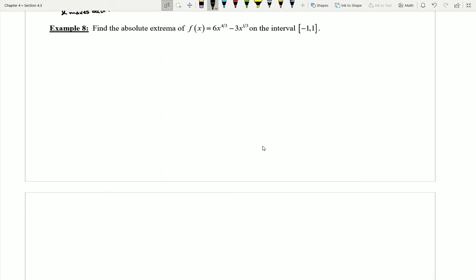Let's try to go ahead now and complete example number 8. We're going to have the same exact task that we did in example 7 in the last video, and we're still going to be using this closed interval method. We want to try to find the absolute extrema, the absolute min, the absolute max, of this function on the interval from -1 to 1.